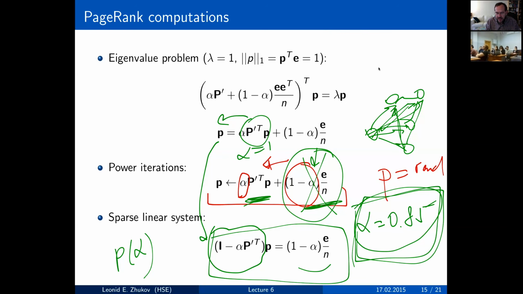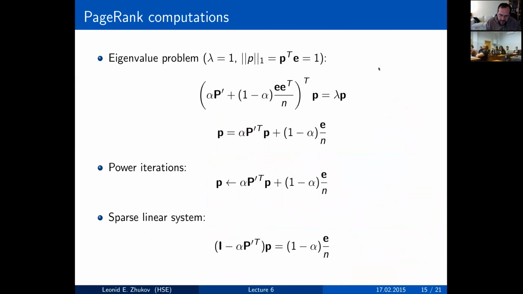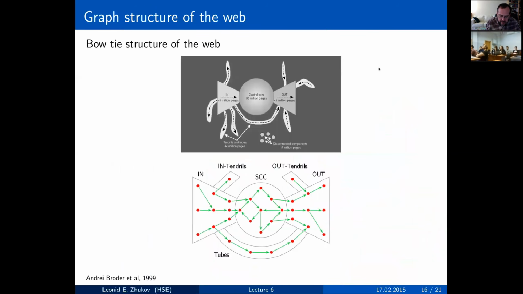You make it lower, convergence will be better, other way around. Okay. So why bother?